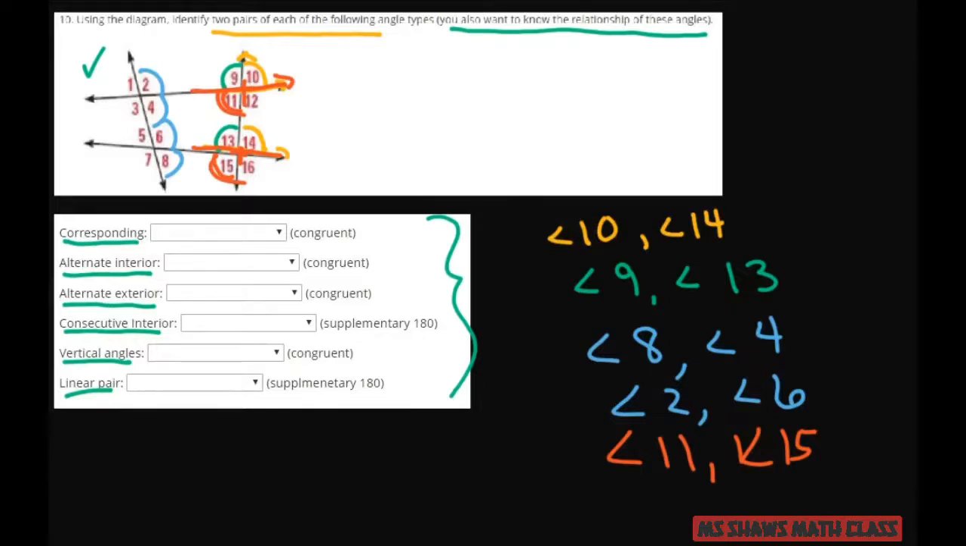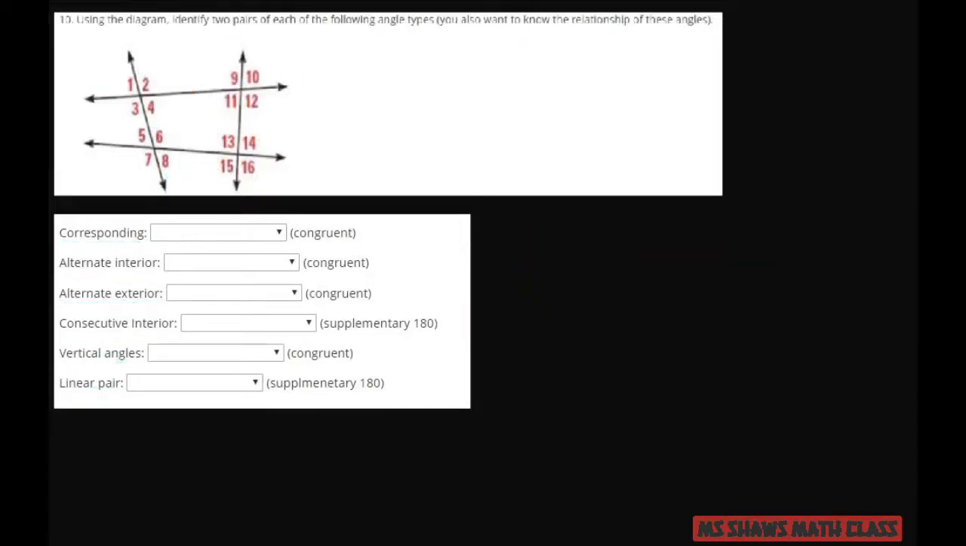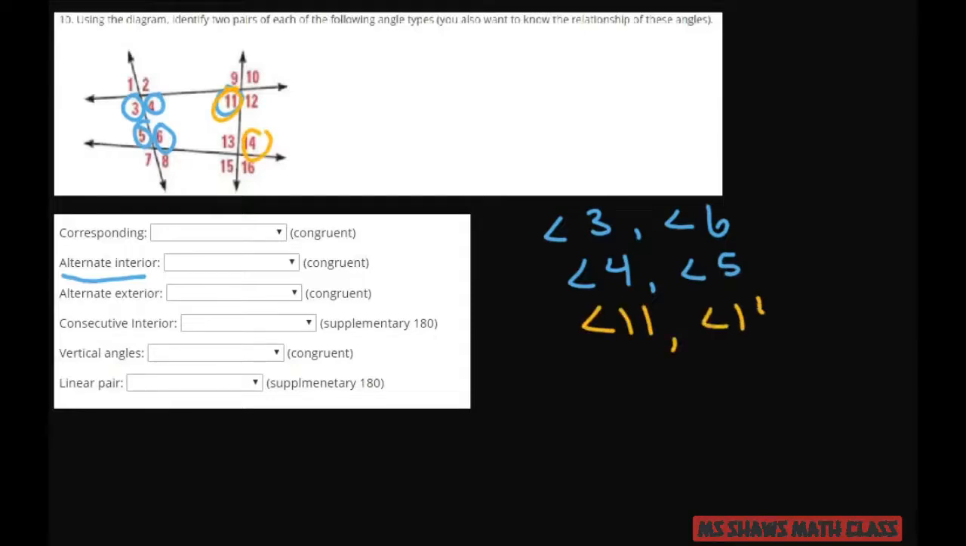All right, let's do alternate interior. So we did several and we didn't even do them all. All right, so let's do alternate interior. So alternate interior means they're on the inside. So these two are alternate interior. And these two angles are alternate interior. So you could say angle 3 and angle 6, or angle 4 with angle 5. And if we do these, let's do different. These two, so that's angle 11, angle 14, angle 12, and angle 13. All right, so just know those are alternate interiors.